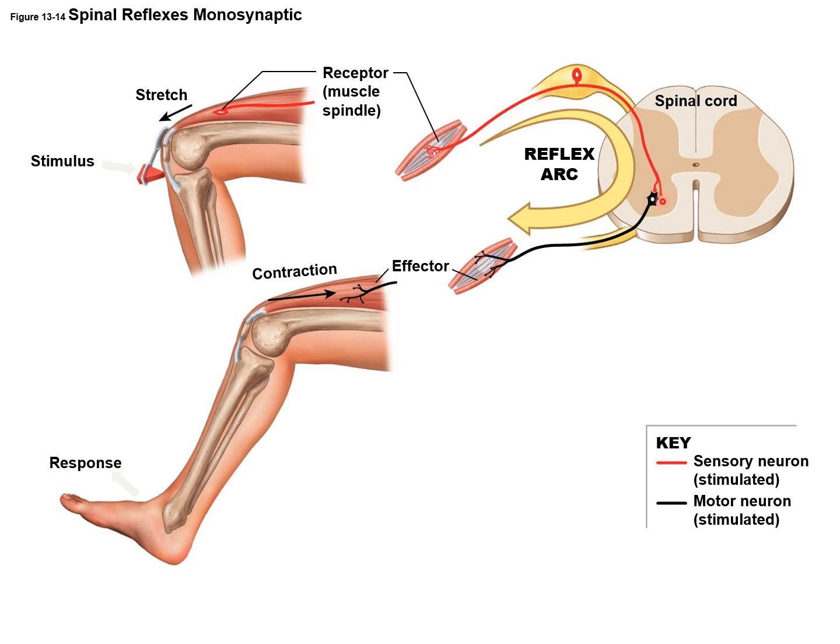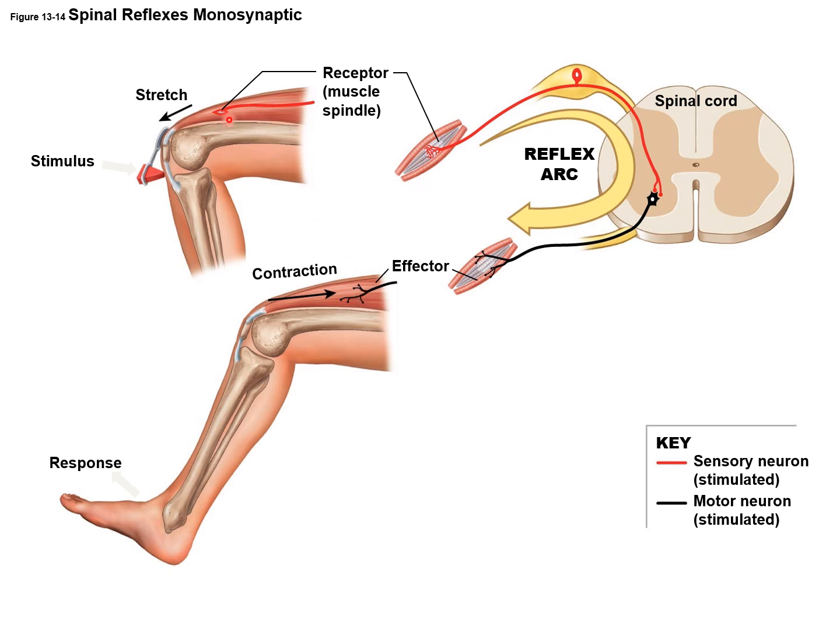Notice here that in integration, there is a single synapse. That's why this is monosynaptic. The sensory neuron actually touches the motor neuron, and here's our output to the effector. The effector in this case is the same muscle that the spindle fiber is embedded in, and that muscle contracts, causing you to kick. And if you think about this, this is actually protective.